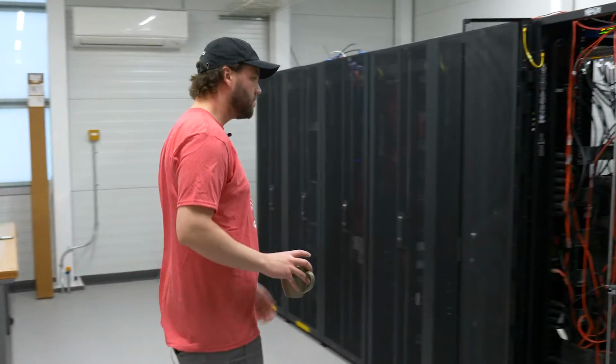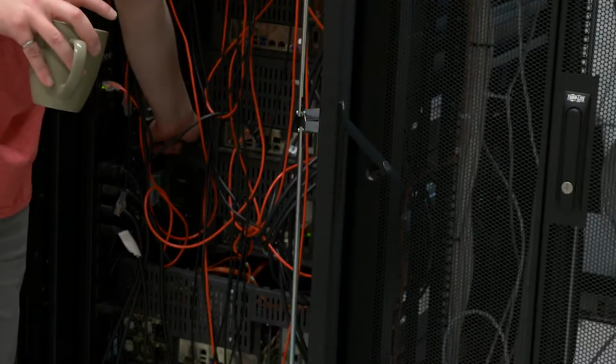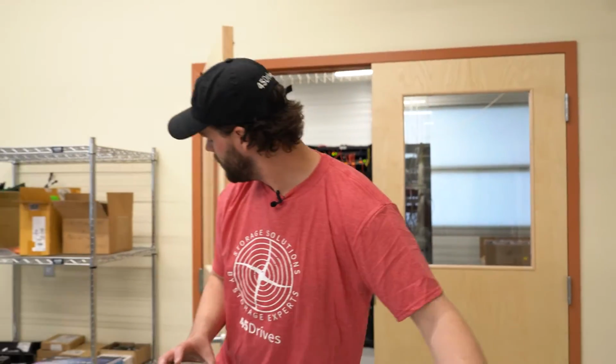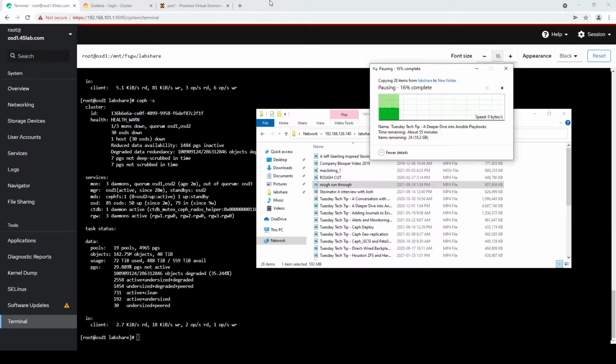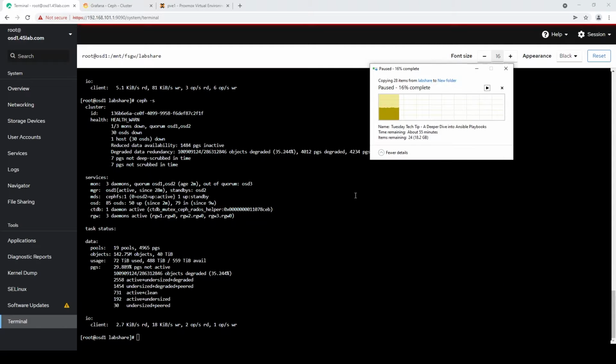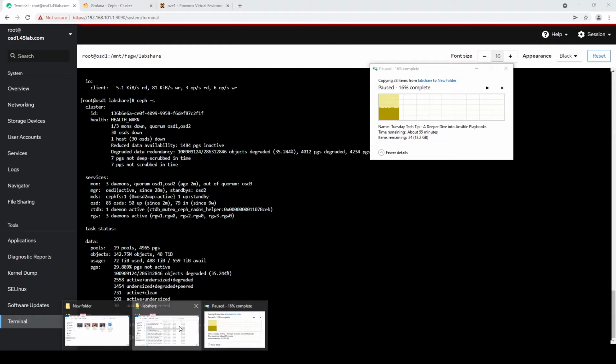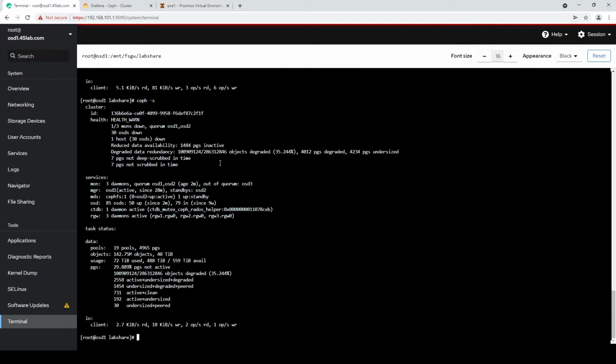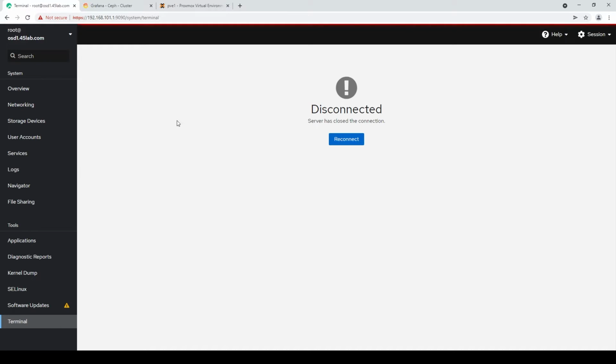One wasn't enough. Two's not enough. Let's do all three. Boom. That's the sound computers make when they turn off. Okay, now it's really gonna be mad. Let's see if we can access anything anymore. Nope, boom. Paused, broken. Let's open File Explorer back up, Lab Share, refresh. Ooh, she's hanging. Oh, obviously, and then, yeah, OSD1's down completely.